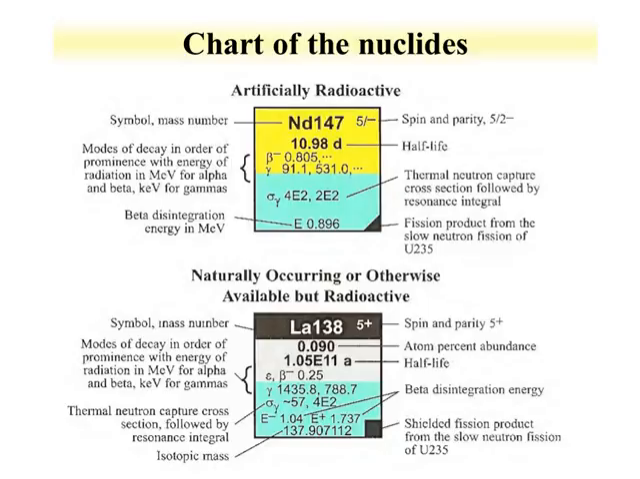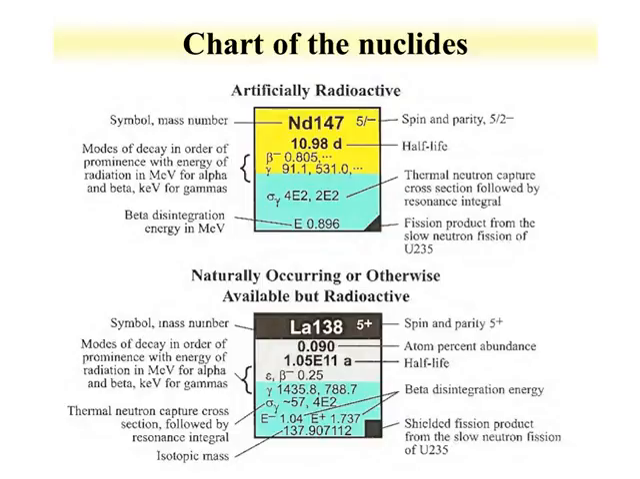Continuing with the information of the chart of the nuclides, we have data on the artificially radioactive isotopes. For example, here, neodymium 147. Spin and parity are listed, where it says 5/-, that's for 5/2 minus. The half-life is listed, so it's 10.98 D, where D is for days. You have A for years. You can have hours, seconds.